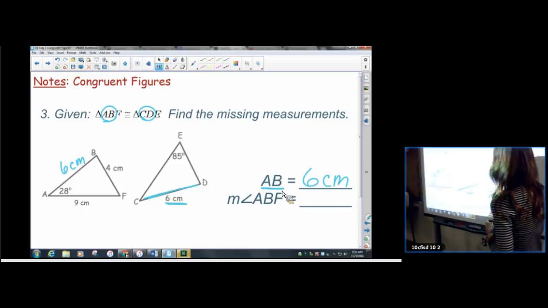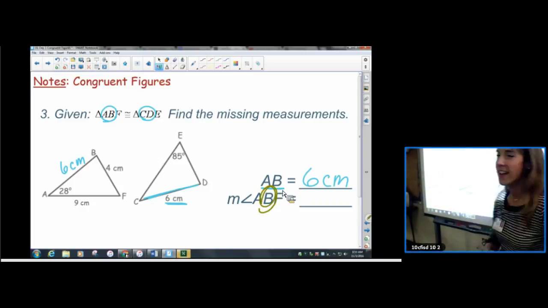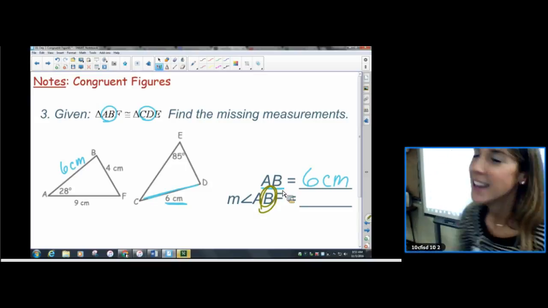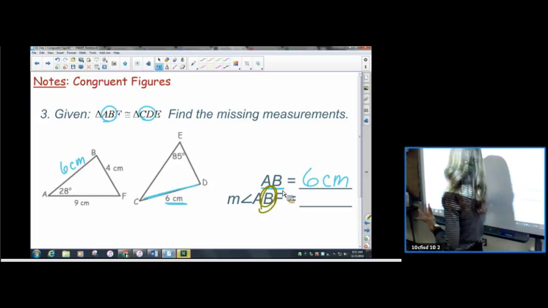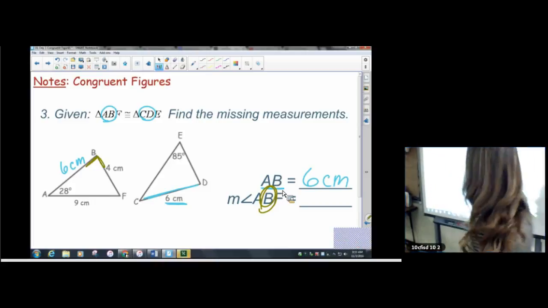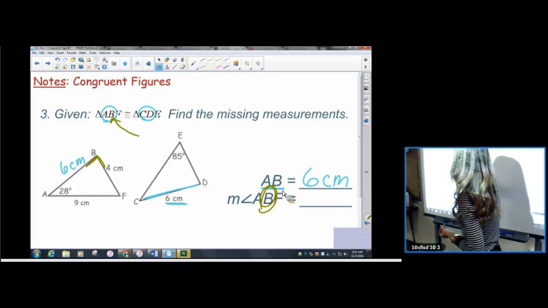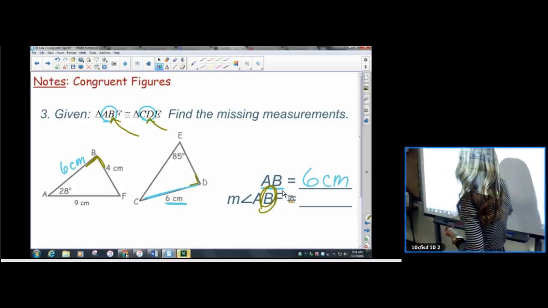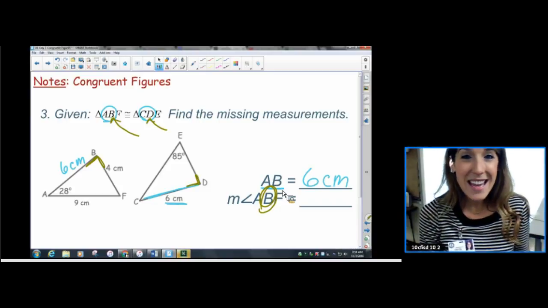Angle ABC. That's a very fancy way of asking for angle B. And so angle B, when we look at our picture, darn, it's not labeled. We don't know the measure of angle B. Then we look at our congruent statement, and it goes with angle D. Oh no, we don't know angle D either.